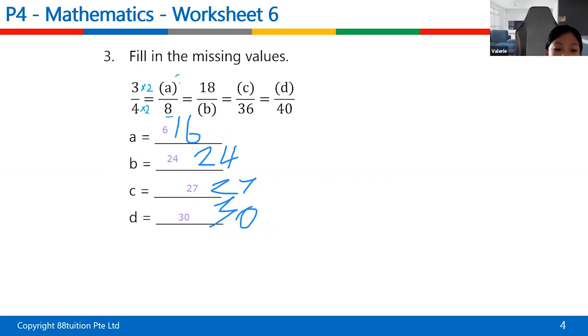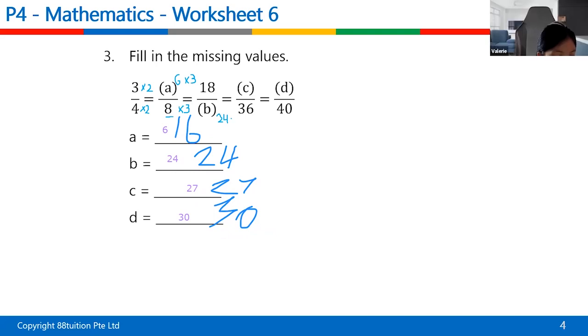So if you get 6 over 8, how do you get 16? Times 3, right? Yeah, 6 times 3 was 18. 8 times 3 is 24. Very good. Both of you write that same answer. Let me just write here first. So this is 24. So how do you get 36?